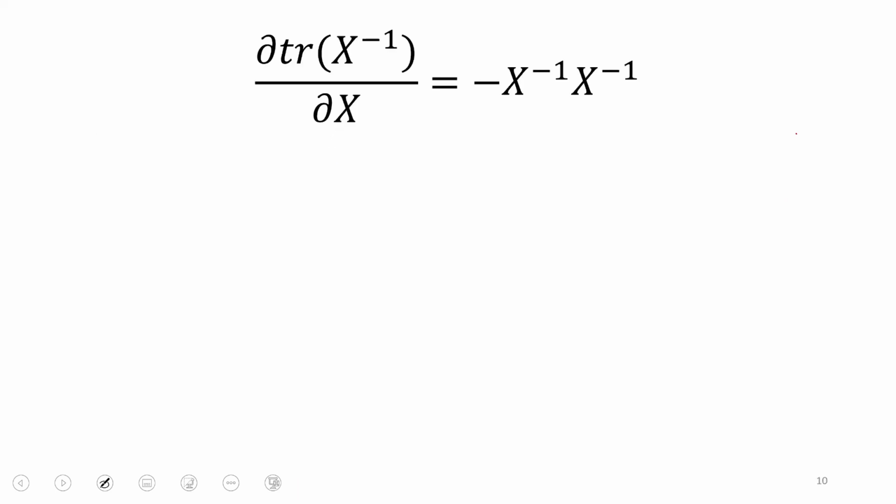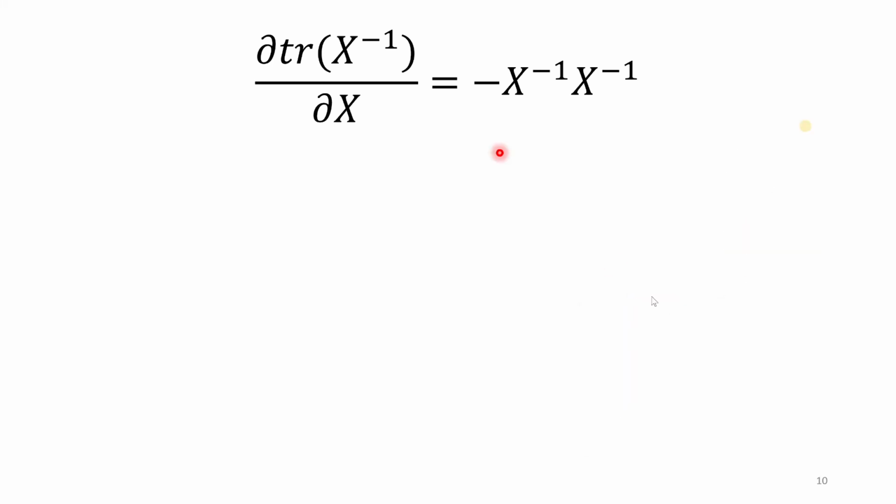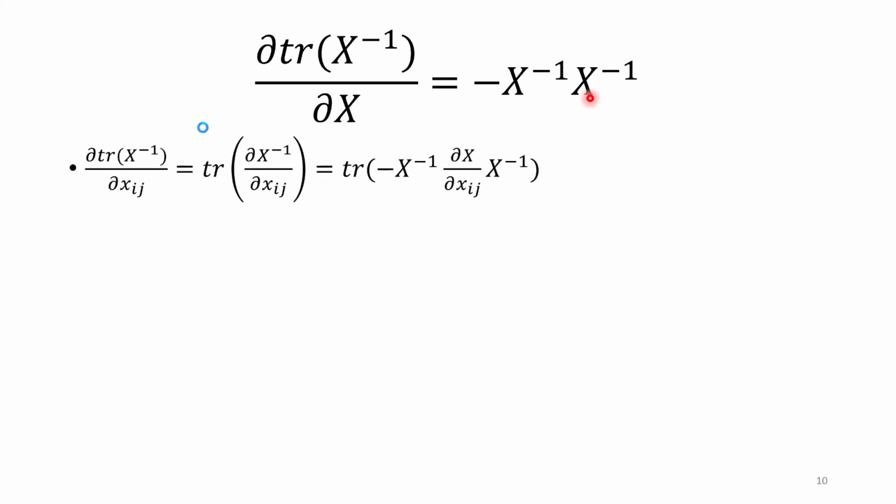So let's get to the point: the trace of x inverse, with respect to x. This is a scalar function with respect to x. We want to show that it is equal to negative x inverse squared, or x inverse times x inverse. So we first start from here, the partial trace of x inverse with respect to ij.